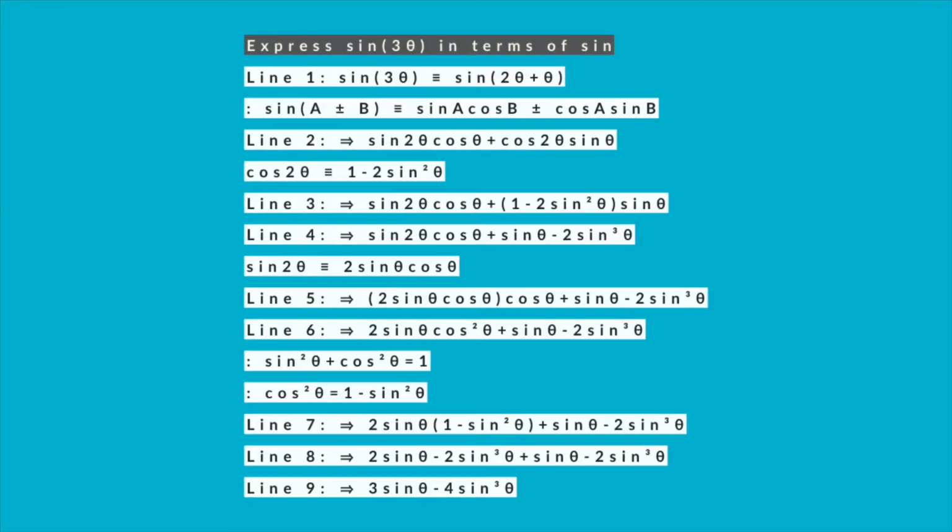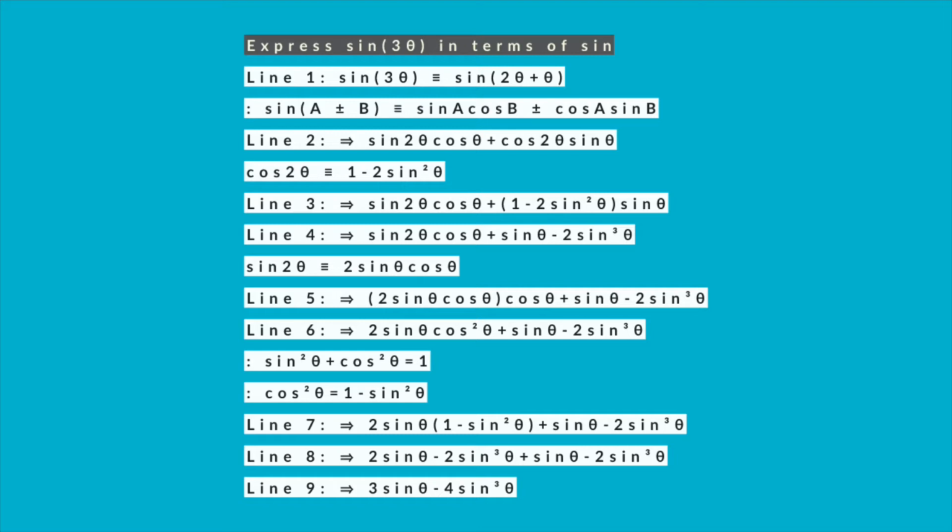The first step in line 1 is to take sine 3 theta and split it into two angles, sine 2 theta plus theta. Then we move on to our first trig identity. Sine A plus or minus B is identical to sine A cos B plus or minus cos A sine B. In line 2, we sub in sine 2 theta plus theta into that identity and expand. Once we've done that, we have two identities to deal with.